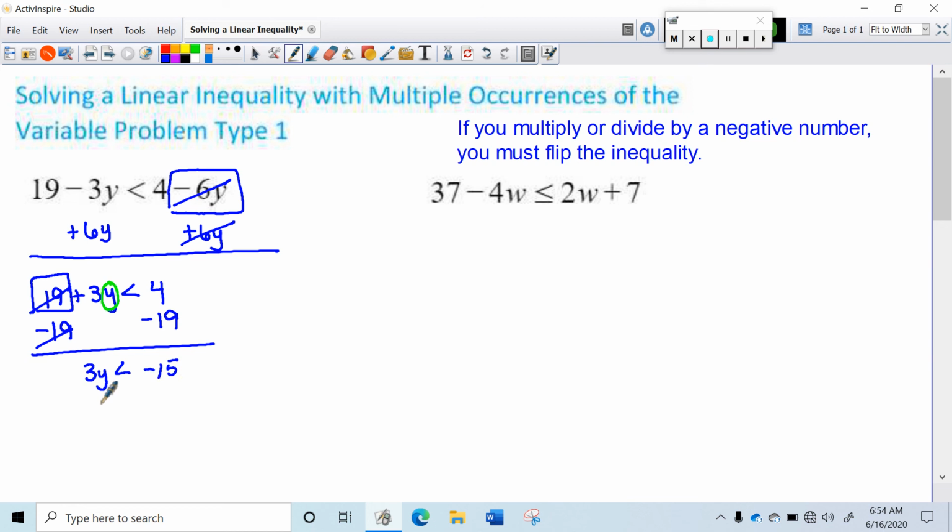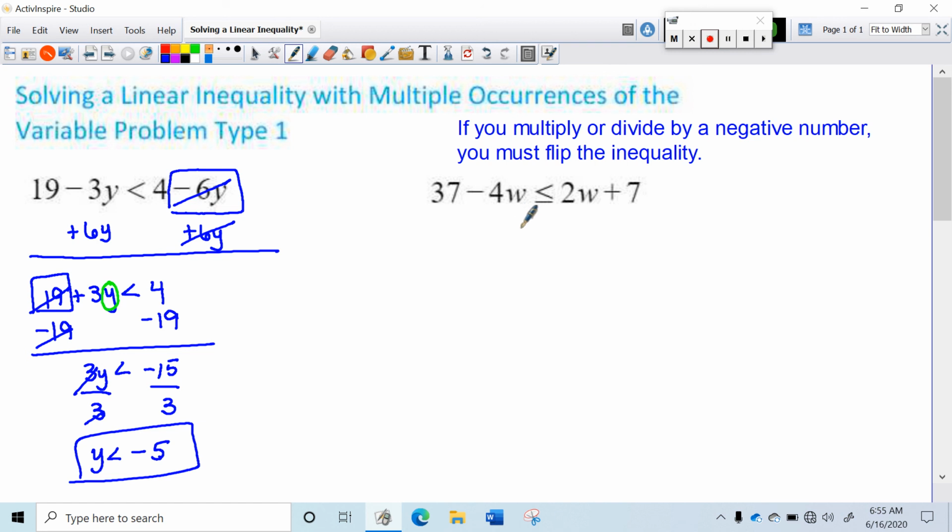Now these are stuck together. They're being multiplied. 3 times y. The opposite of times is divide. So I'm going to divide both sides by 3. Top cancels with bottom. Y is less than. There's a negative on the top, but no negative on the bottom to cancel it out. So it stays negative. 15 divided by 3 is 5. So y is less than -5 would be the answer.